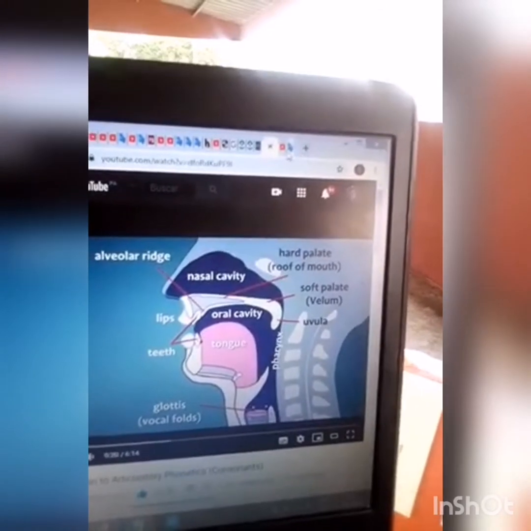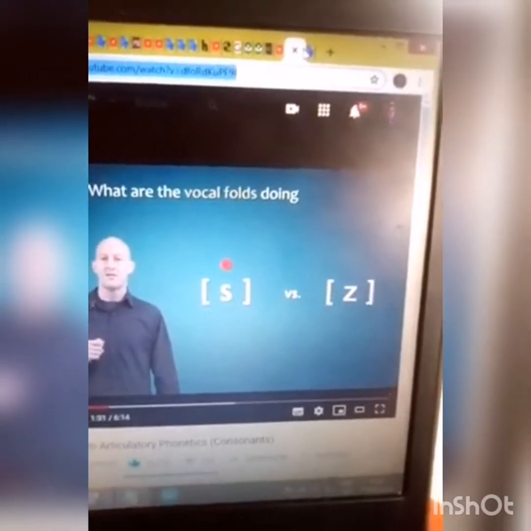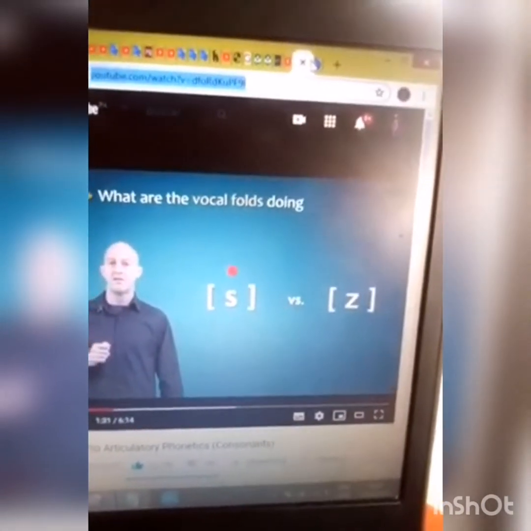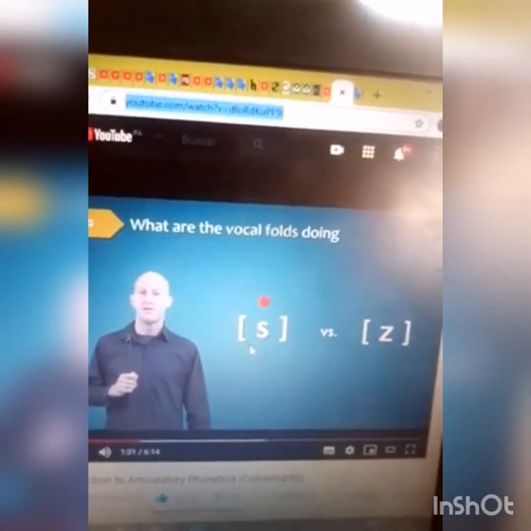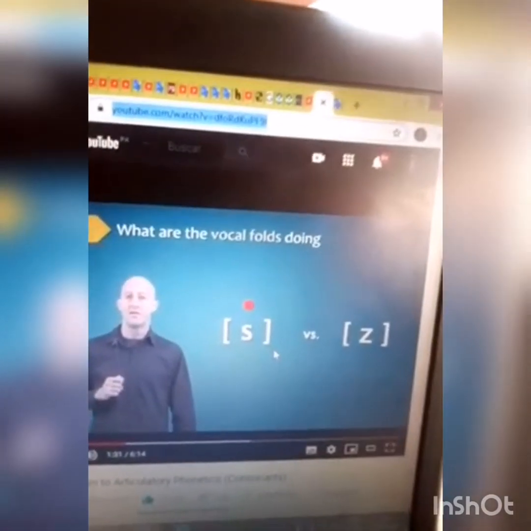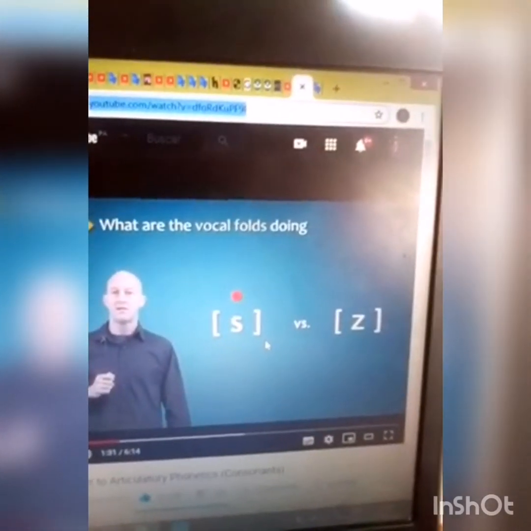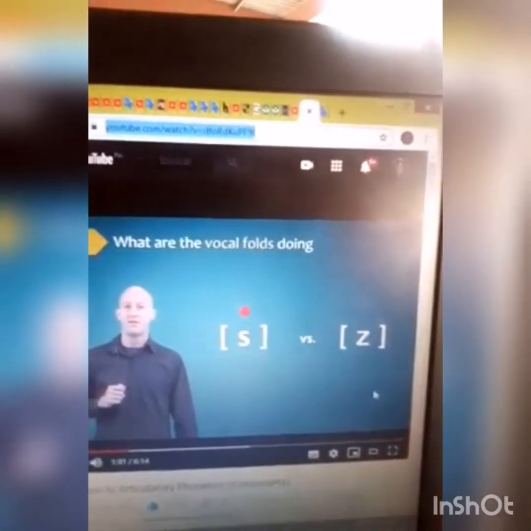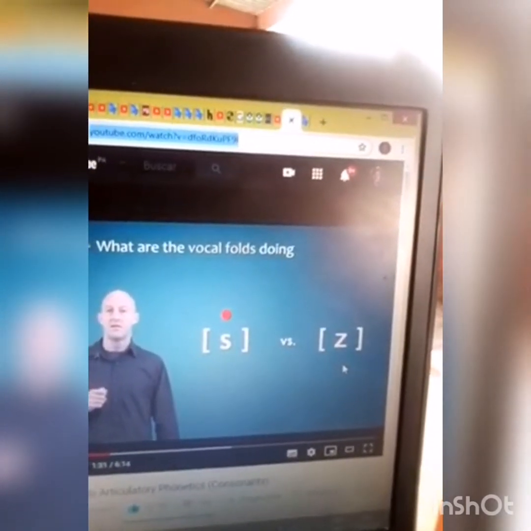Now I'm going to show you how the vocal cords function. For example, if you have to say the consonant you can see in the image, S. The sound is S. If you put your finger on your throat, you cannot feel vibration. When you say Z, Z, you can feel the vibration in your throat.